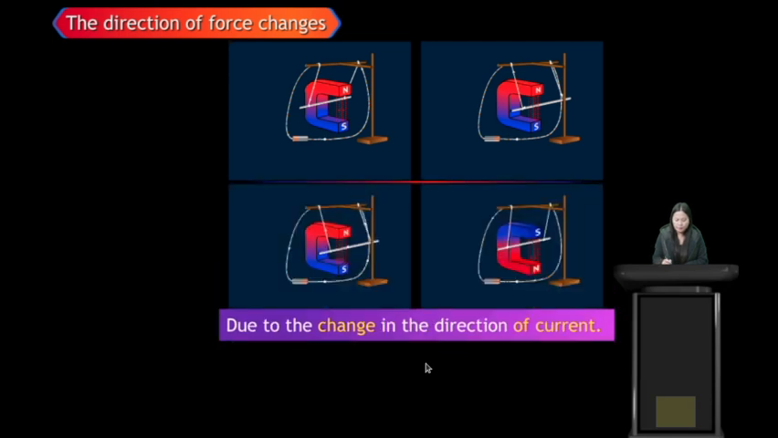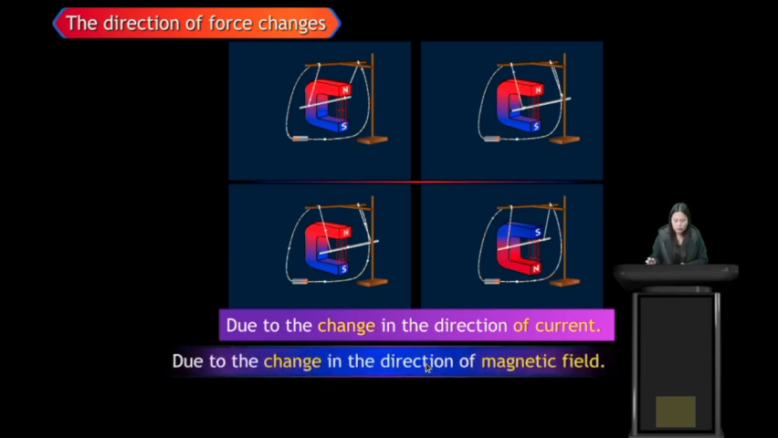The next is, again in these two cases, the direction of current is the same, but when we reverse the direction of magnetic field lines, then we see that there is a difference in the direction in which this conductor moves. The direction of this conductor is different. So there is a difference in the direction of force. In this case it is outward, in this case it is inward. So here we see that the direction of force also changes due to change in the direction of magnetic field.